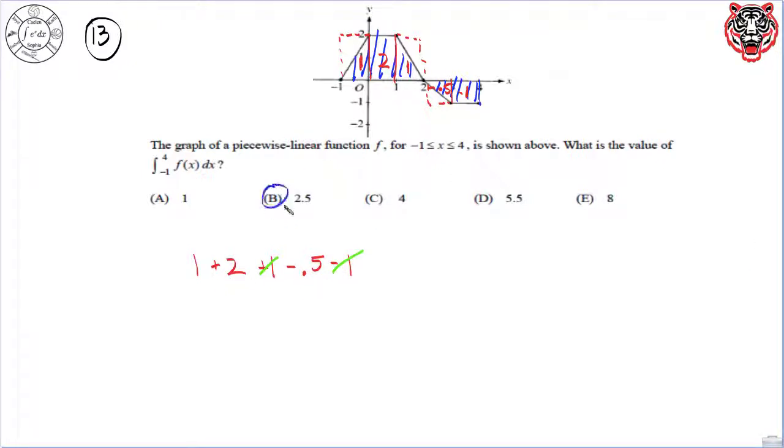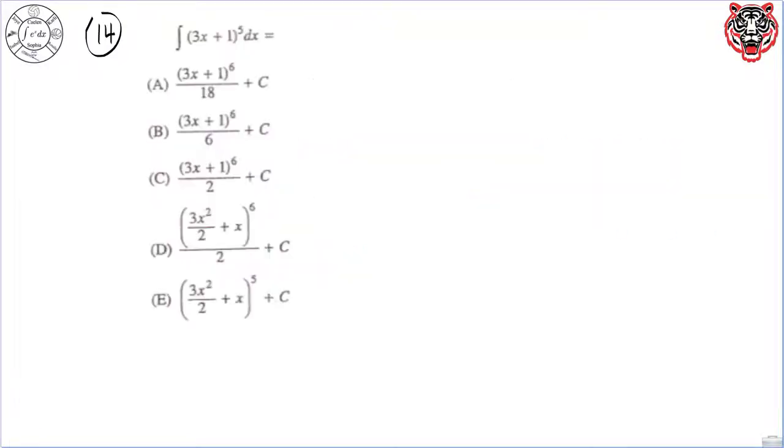Correct answer is B. Moving on to 14. So I'm looking at the integral of this function. What house are we in? We are in power house, because it's the power of 5. So power house means our u is inside the parentheses, and let's use taxman because it's a little bit quicker.